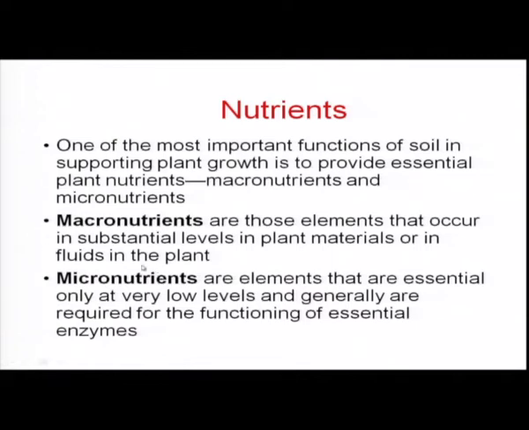And coming to micronutrients, these are elements that are essential only at very low level and generally are required for the functioning of essential enzymes. So, these elements are required at very low concentration, and all these micronutrients are somehow connected with the functioning of essential enzymes. The essential micronutrients for plants are boron, chlorine, sodium, copper, iron, manganese, zinc, vanadium and molybdenum.